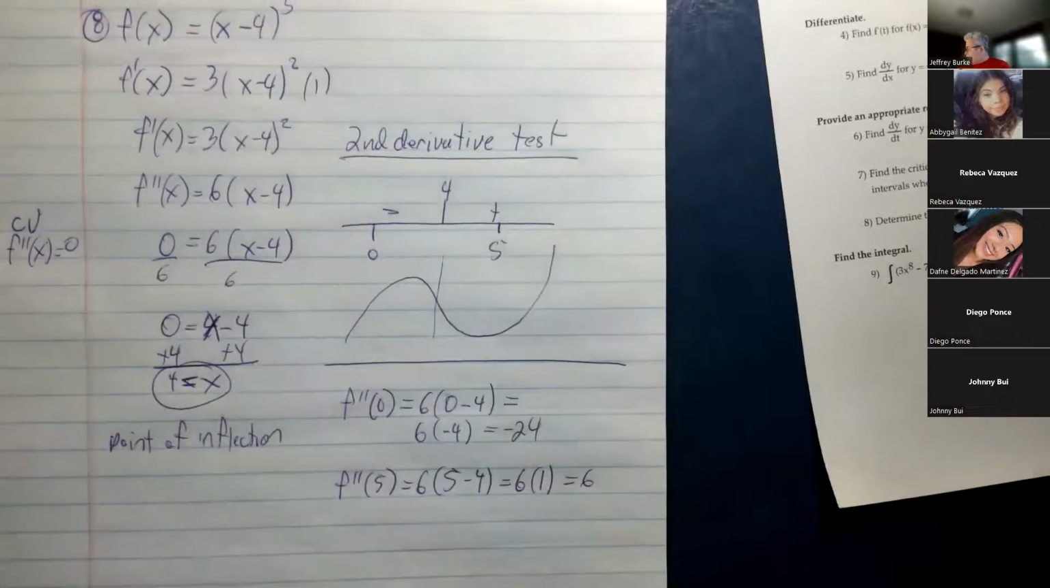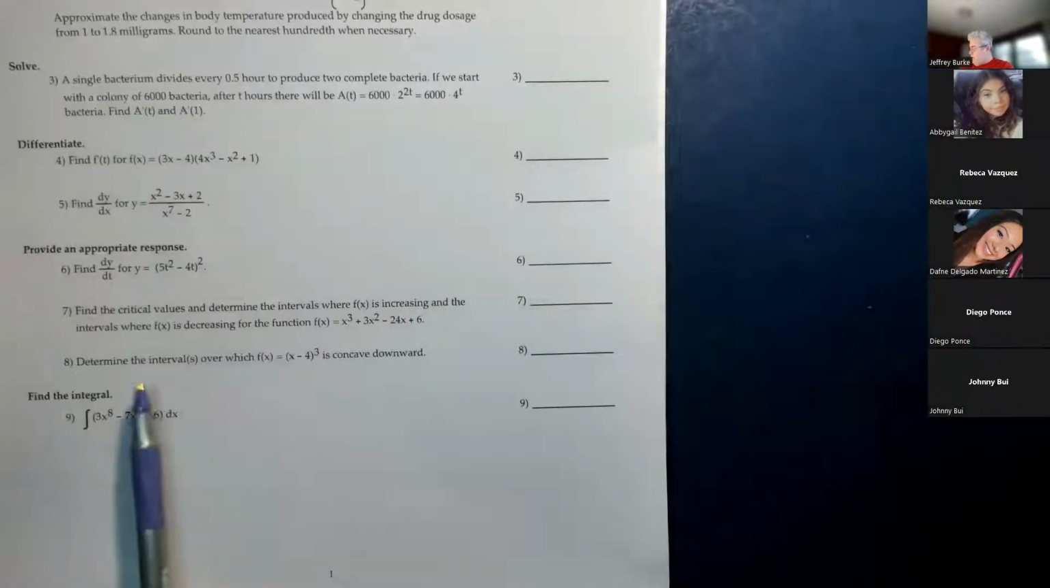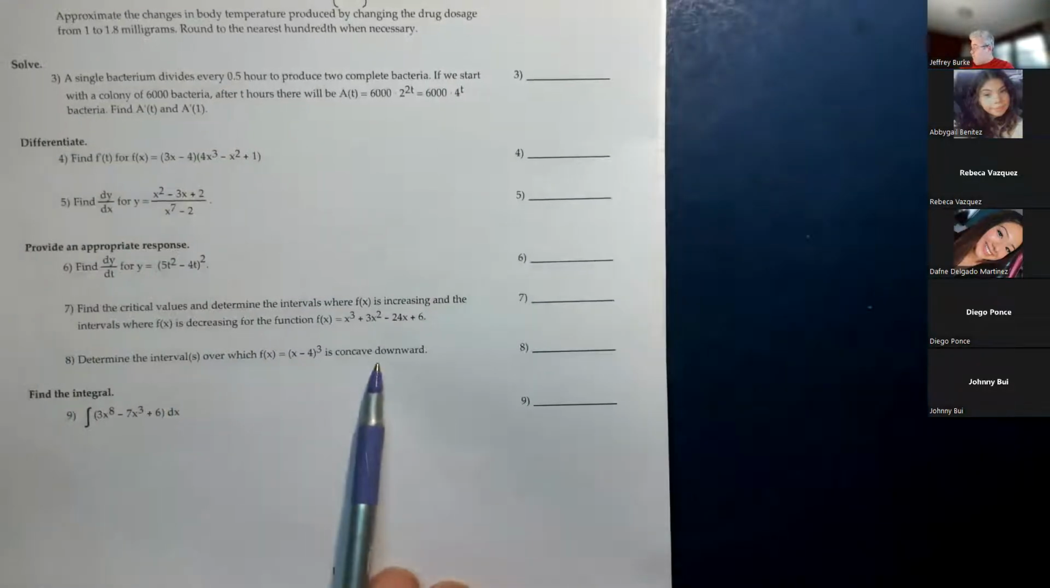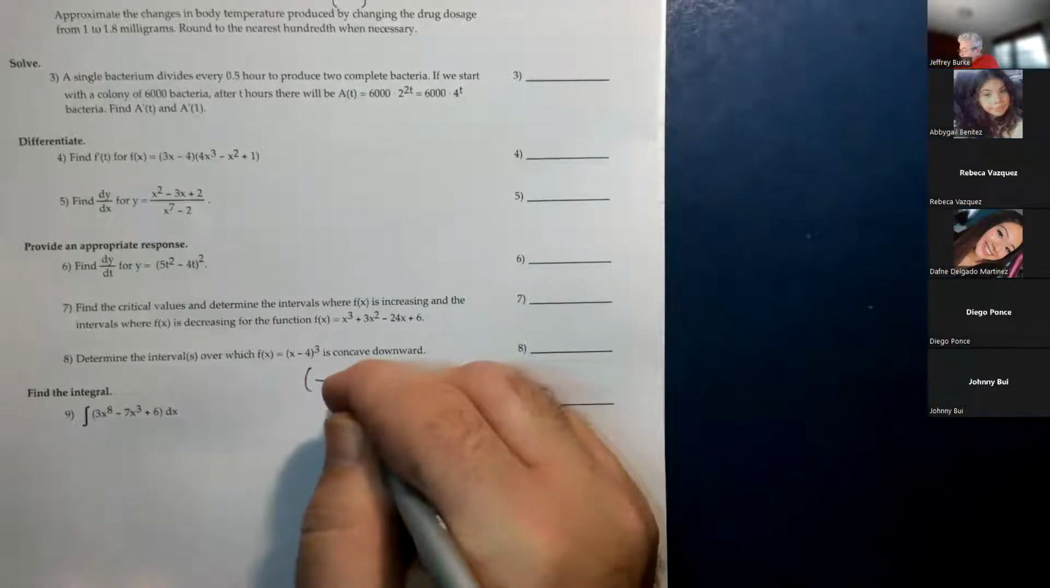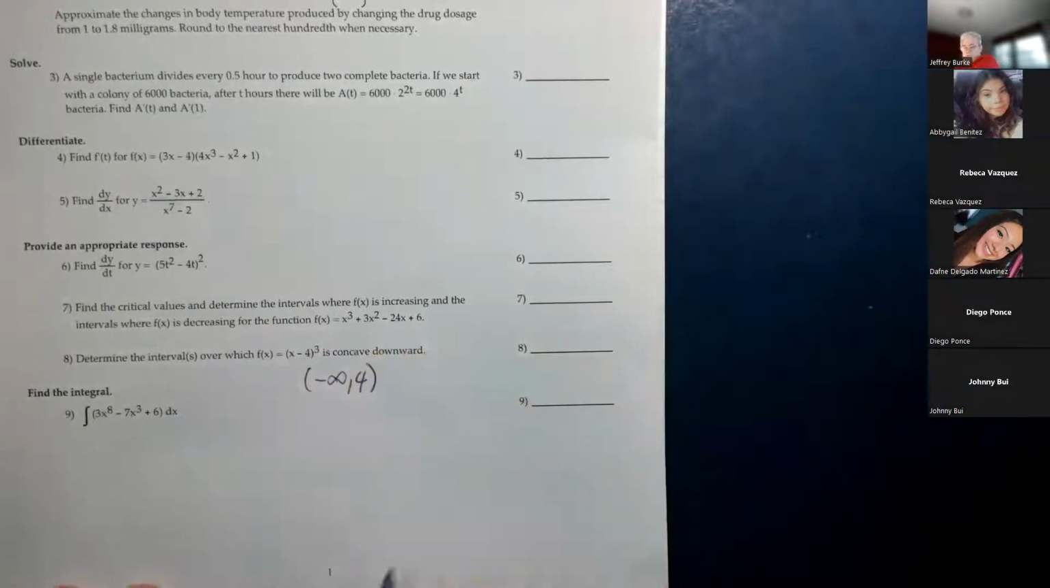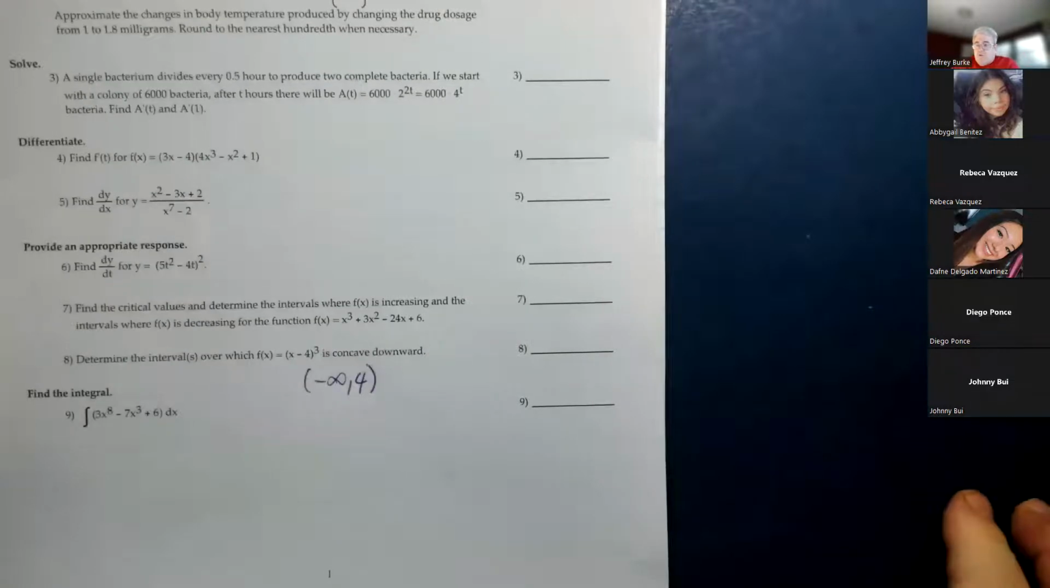Let's read what the question is asking again, just to make sure. Determine the intervals on which it is concave downward. So the interval that is concave downward is going to be from negative infinity to 4. And that is the answer to question 8. Any questions about that?